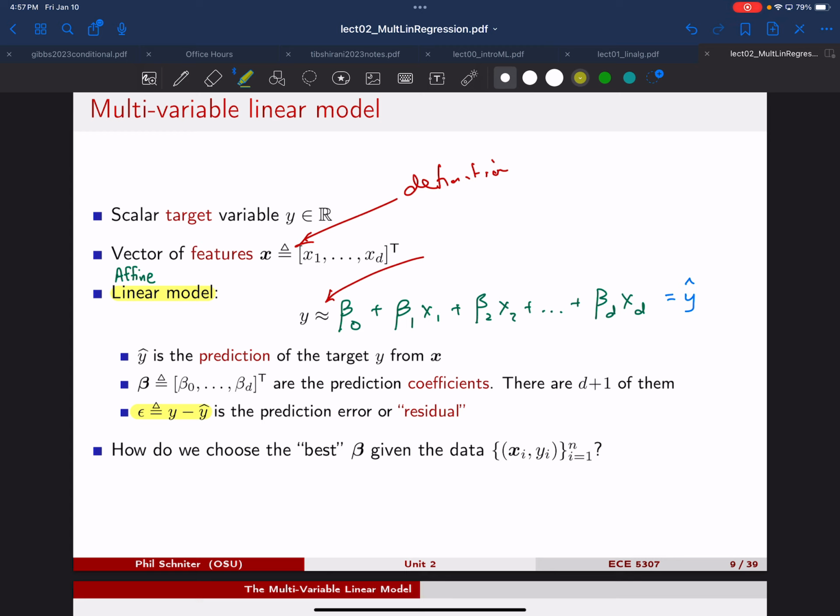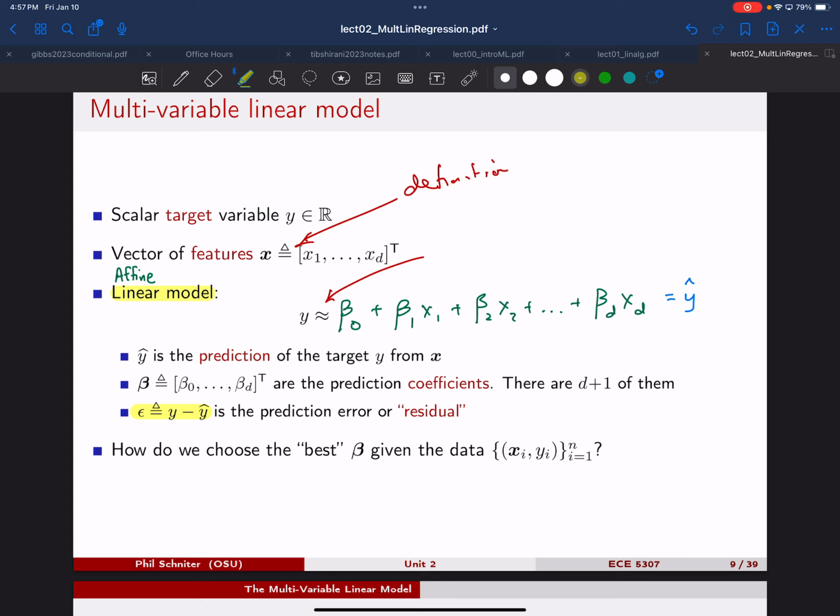Okay, is everybody good with the setup? So now the question is, how do I set these betas? How do I come up with the best beta? Any thoughts on that? Yes. You need to choose beta somehow so that this residual becomes minimal. Yes, exactly. We want the residuals to be as small as possible.